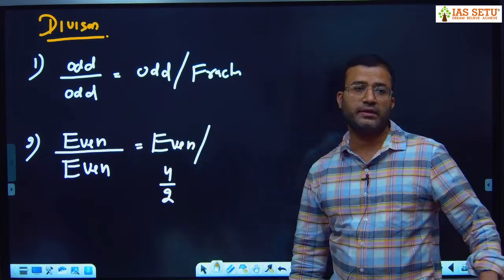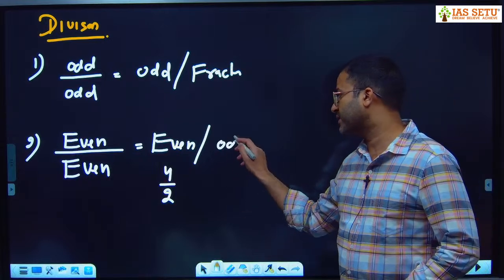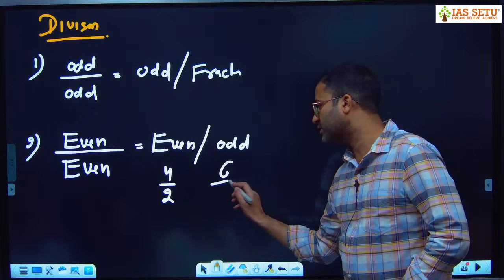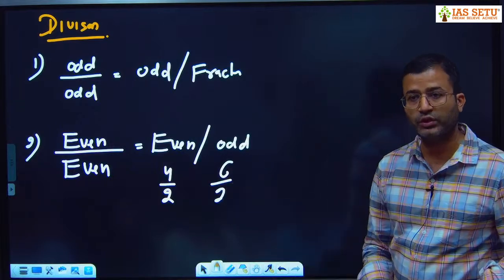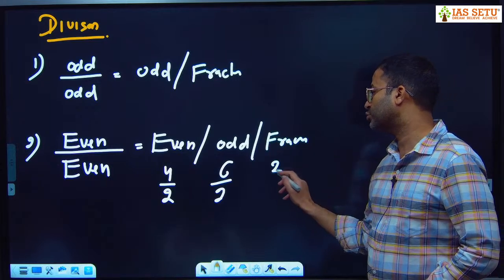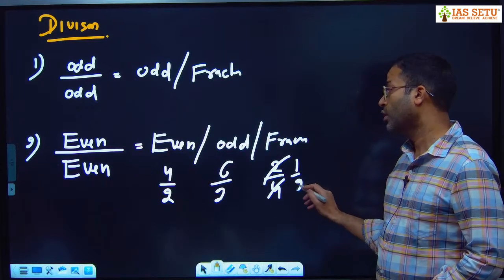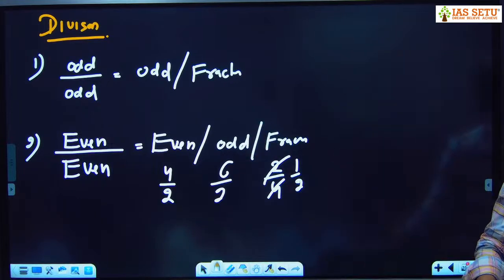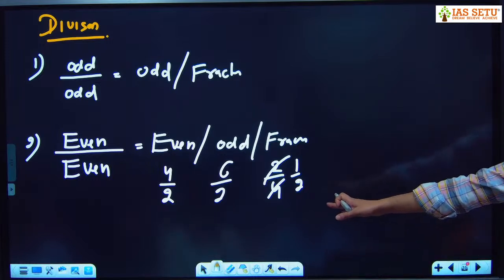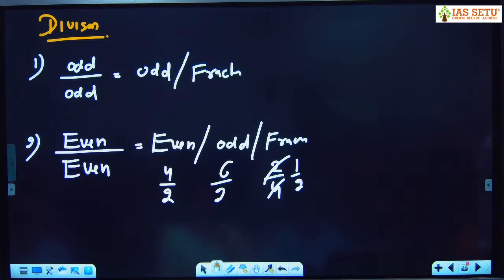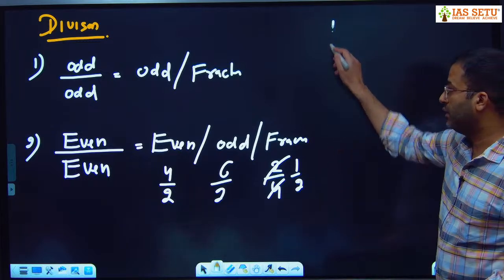Any other possibility? Odd. Can you give me any example? 14 by 2, 6 by 2. जैसे 6 by 2 है, you get 3. What is 3? Odd. And it can be fraction also. Fraction is 2 by 4, so 1 by 2. So even number divided by even gives all the three possibilities. It can be even, it can be odd, it can be fraction. You write example so that after 1 month when you revise, you will not miss the thing. Example भी लिख लेना.